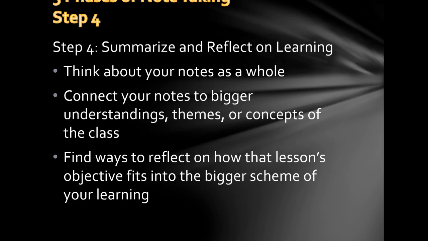Step 4 is summarize and reflect on learning. So this means that you think about your notes as a whole. A lot of times what you're learning in class is not necessarily specific to just that lesson. There's application beyond to other things that you've learned previously or things that you're going to learn afterward. So connect your notes to bigger understandings, themes, or concepts of the class. Find ways to reflect on how that lesson's objective fits into the bigger schema of your learning. You can't just think of your notes as isolated incidents.